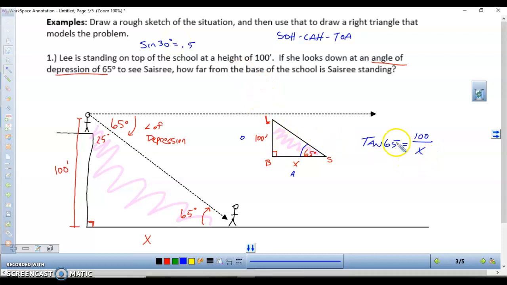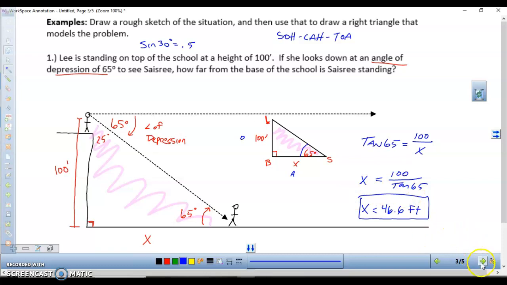So to solve for this, remember what I taught you last time: I can just swap the trig part with the variable because the variable is in the denominator. So x will equal 100 divided by the tangent of 65, and 100 divided by the tangent of 65 is around 46.6 feet. It doesn't say how to round, so we'll just leave it at nearest tenth, I suppose. 46.6 feet from the base of the school. Here we go.